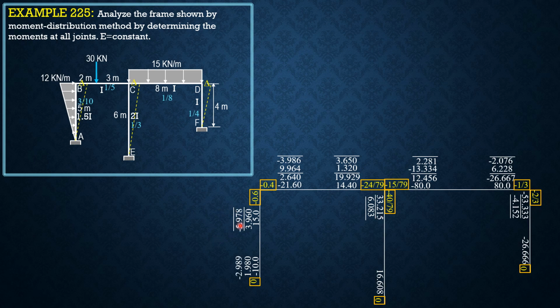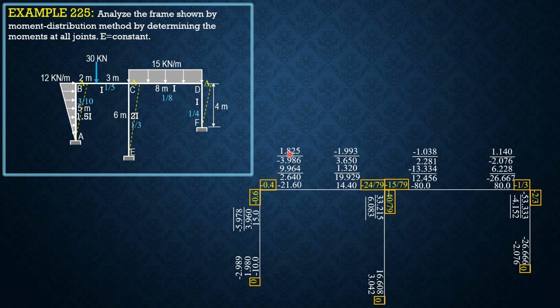Carry over, so 0 here, half of negative 5.978, negative 2.989, half of 3.65, half of negative 3.986 here, half of negative 2.076, half of 2.281, then 0, half of 6.083, 3.042, 0 here, half of negative 4.152, negative 2.076.